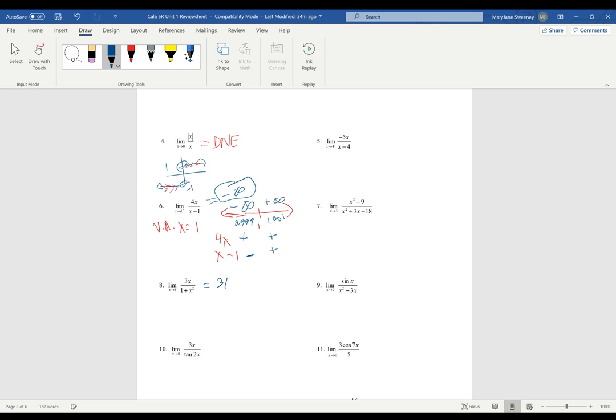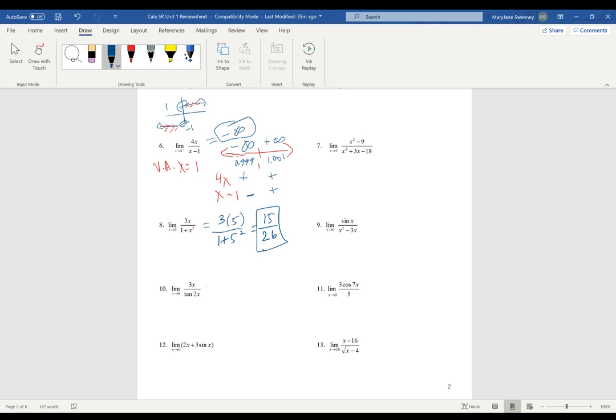Next one's just going to be a plug it in. Oh, x approaches 5, not x approaches 3. What am I doing? Okay, so it's x. It's hard to see on this. Okay, so 15/26.